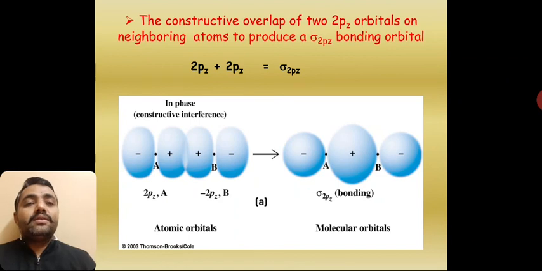Below you can see the diagram. Both are in the same phase. You can show plus minus, plus minus, to form the sigma 2pz bonding molecular orbital. Carefully observe: the p orbital is a dumbbell shape, one lobe negative, another positive. Taking the 2pz orbital overlapping with the pz orbital, both in the same phase, means constructive phase, constructive interference, forming the sigma 2pz molecular orbital.